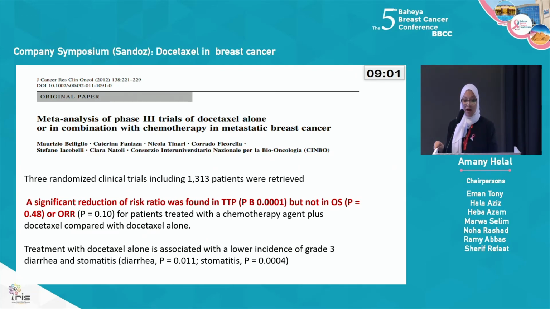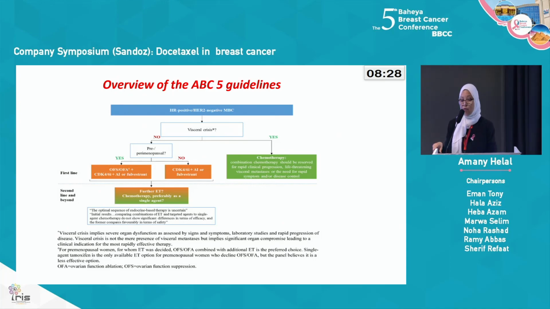This is a meta-analysis of phase 3 trials of docetaxel alone or in combination with chemotherapy in metastatic breast cancer, and significant reduction of the risk ratio was found in the time to treatment progression, but not in the overall survival when the patients were treated with the single agent docetaxel compared with the combination of docetaxel and other chemotherapeutics, which raises our awareness that a single agent docetaxel could be beneficial for the patients without adding to the toxicity in patients with metastatic disease, unless we need this for patients who need a very rapid response.